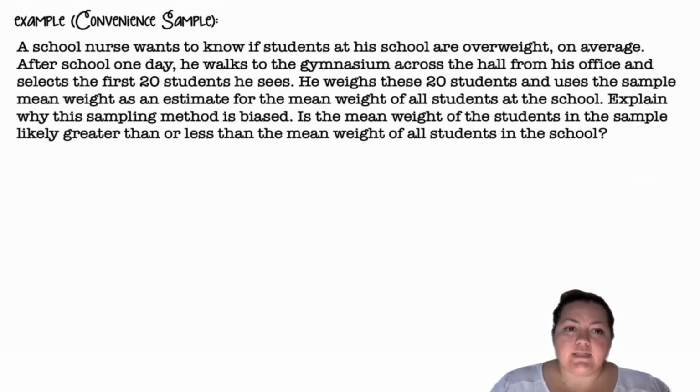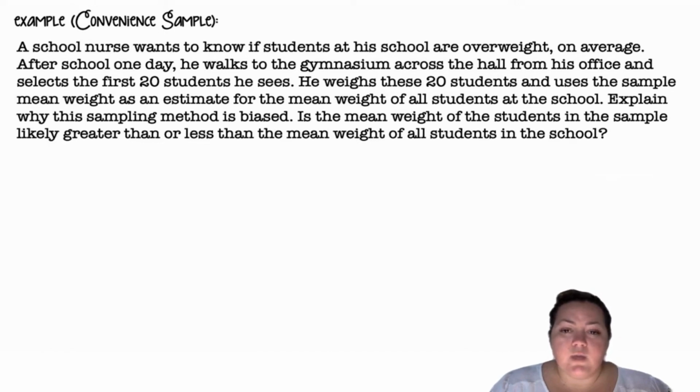All right, an example of a convenient sample. A school nurse wants to know if students at his school are overweight. On average, after school, one day he walks to the gymnasium across the hall from his office and selects the first 20 students he sees. He weighs these 20 students and uses the sample mean weight as an estimate for the mean weight of all students at the school. Explain why this sampling method is biased.